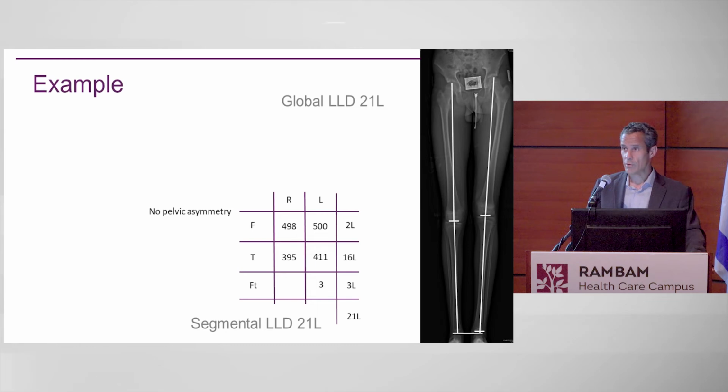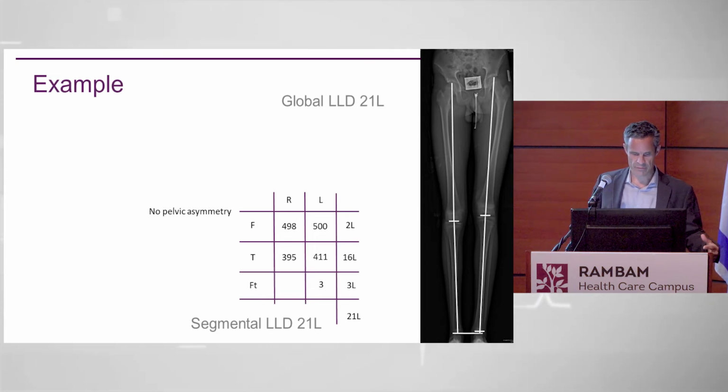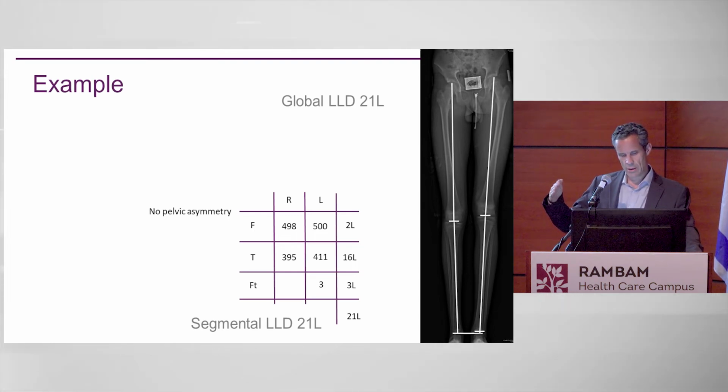And then we look at the segments, and this is how I document on my chart the segmental differences. We have the right and the left, the femur and the tibia, just as they appear on the patient's x-ray, just as you're looking at me: right femur, right tibia, left femur, left tibia, and write those numbers in there in millimeters. And then on the side margin, the left femur is 2 millimeters longer than the right.